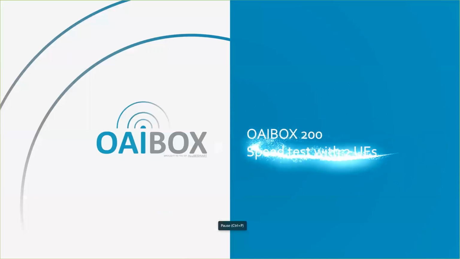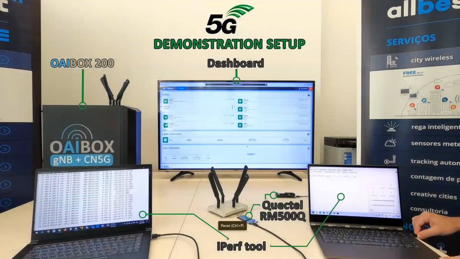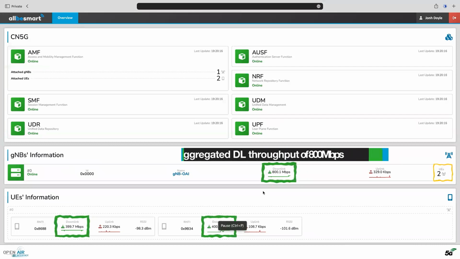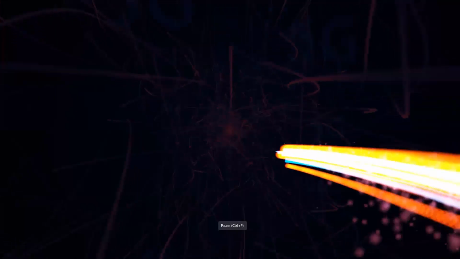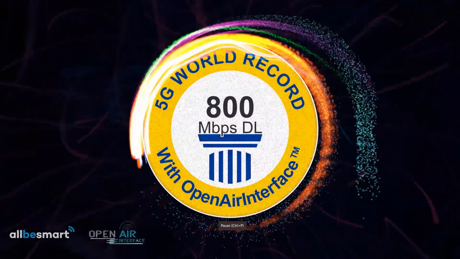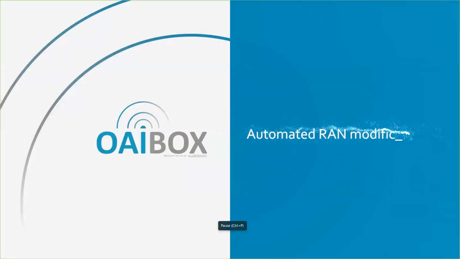We have other models, OAI box 200, meaning bandwidth 100 megahertz, MIMO. It's a powerful computer platform where we can connect multiple UEs. And you can see here a test that we did in our lab, reaching 800 megabits per second, that we believe is a world record. Okay, so this is a more advanced model that we have.